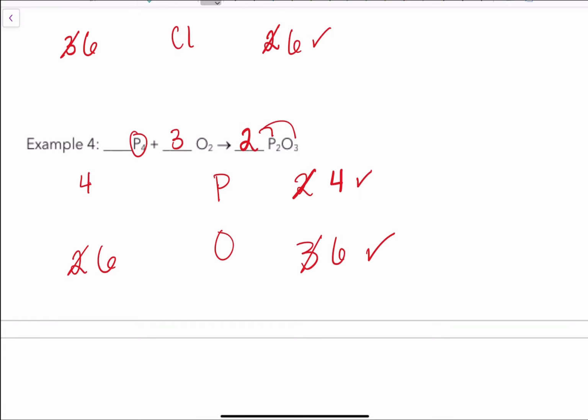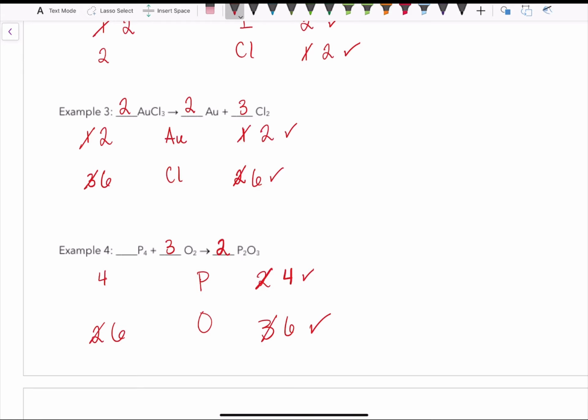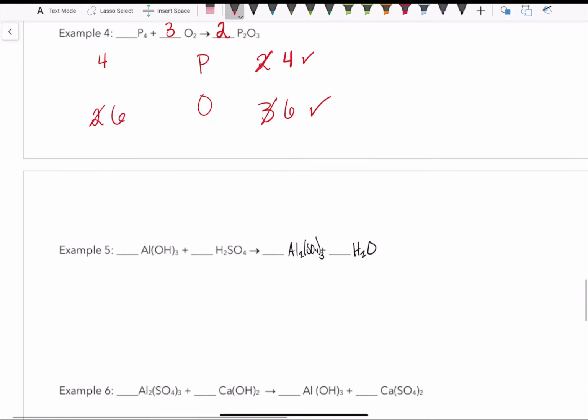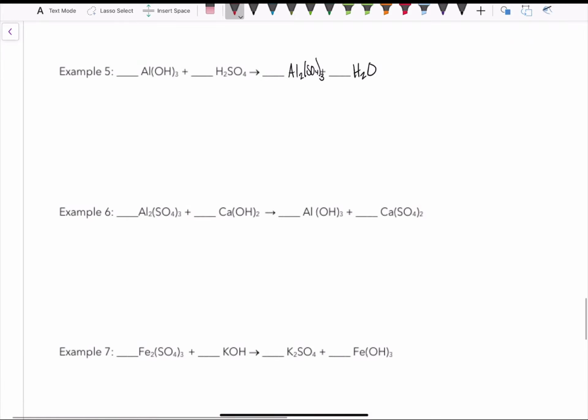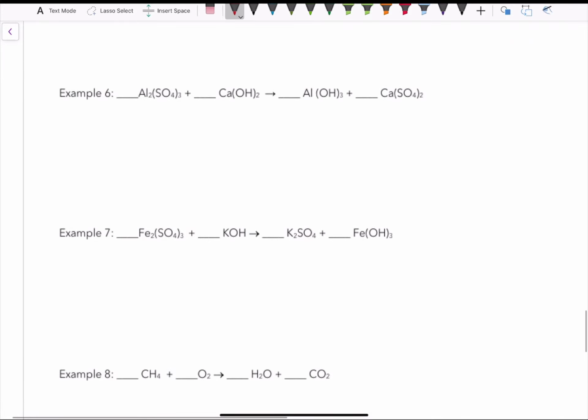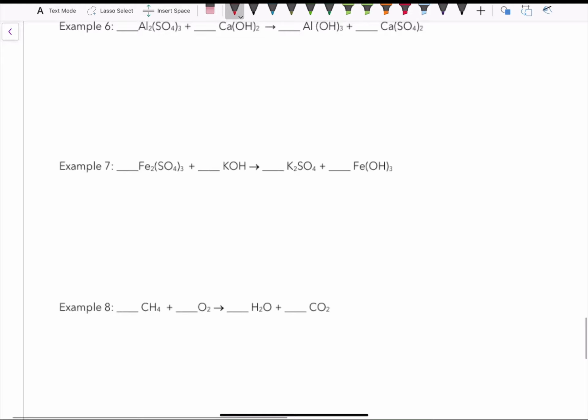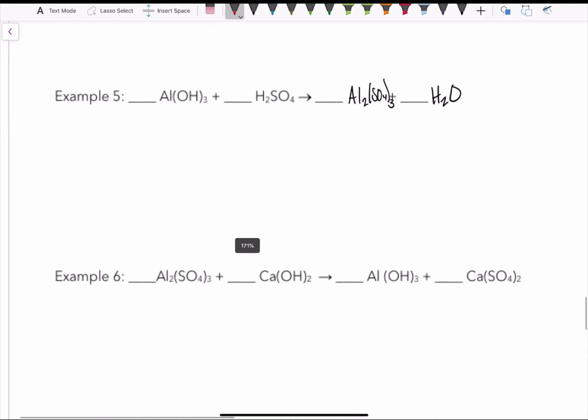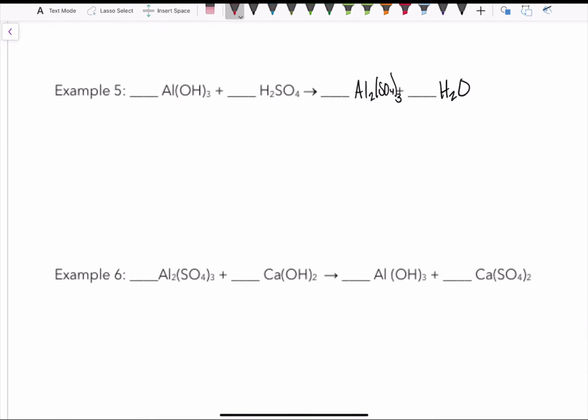It is balanced. Okay, so now that you are getting more comfortable with balancing, we're going to step it up a notch and try some more difficult problems. I wanted to make sure that you had some strategies for how to deal with more difficult problems, like ones that have polyatomic ions in them.